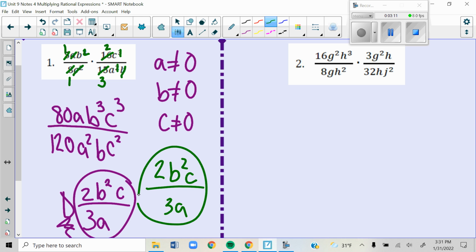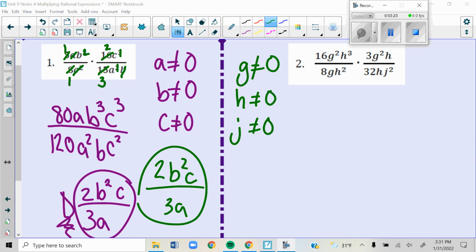All right, so I'm going to give you guys a chance to try problem 2 here on your own. Go ahead and pause it and see if you can come up with the solution. All right, so all I did is write up there your excluded values. Again, with this, they're just being multiplied, so everyone cannot equal 0.